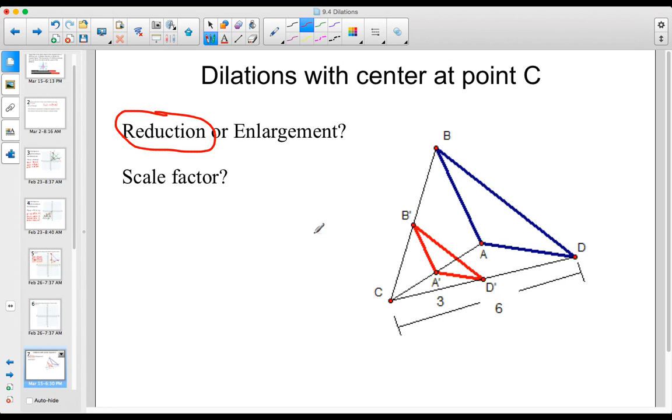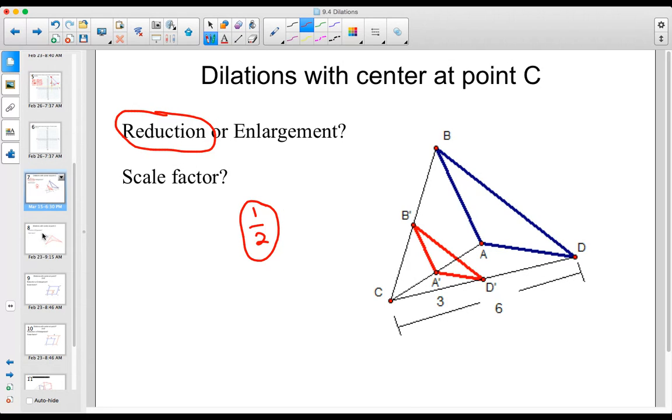Well, guess what? We can use that as our scale factor. It's basically cutting everything in half, becoming half the size. Half the distance away, half the size of our side lengths. So our scale factor here would be 1/2. And we basically used the distance away from the center of dilation.